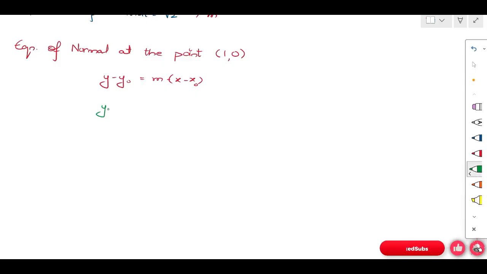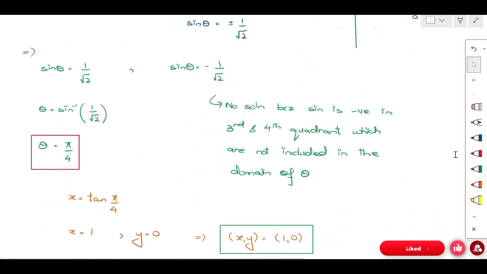So this is y minus y naught, which is 0, equals m value, square root of 2, into x minus x naught, which is just 1. So this is y equals square root of 2 multiplying with x minus square root of 2. So this is in the form of y equals mx plus c.